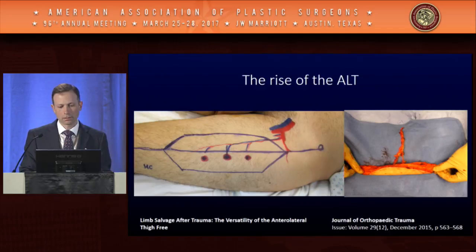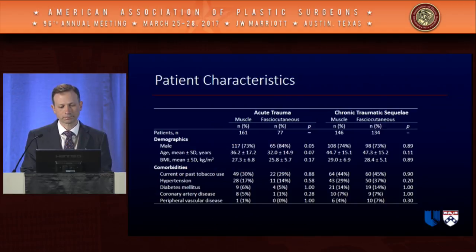And this is no doubt because of this flap, which is the anterolateral thigh flap, which remains our preferred flap for lower extremity trauma reconstruction due to its versatility, its very advantageous donor site, and the ability to harvest while the patient is supine. And our group has previously reported on the versatility and use of this flap in the orthopedic trauma population.